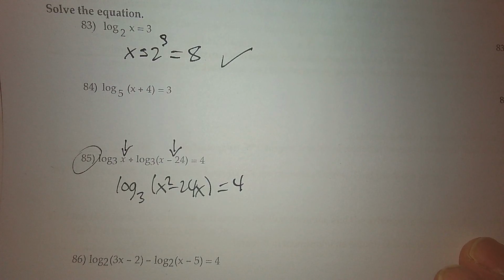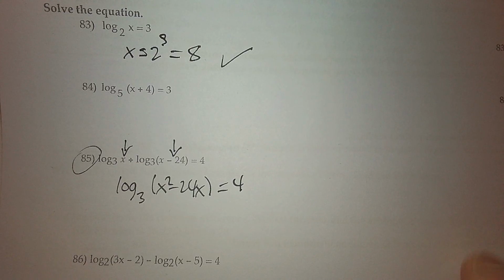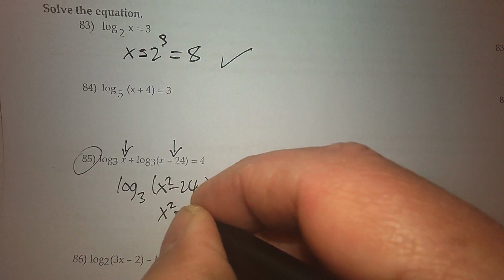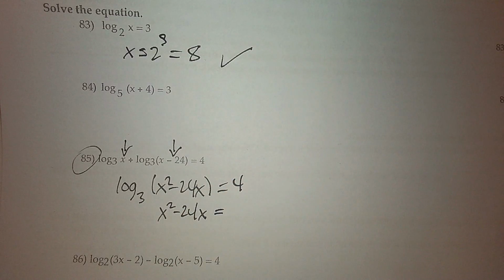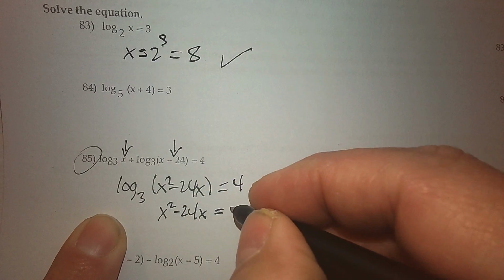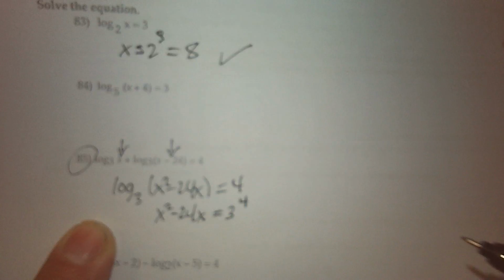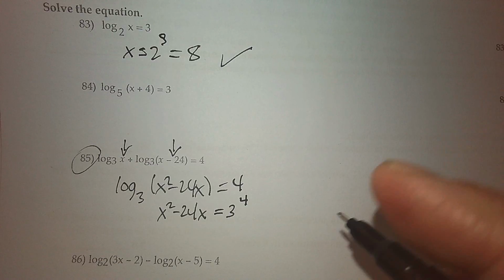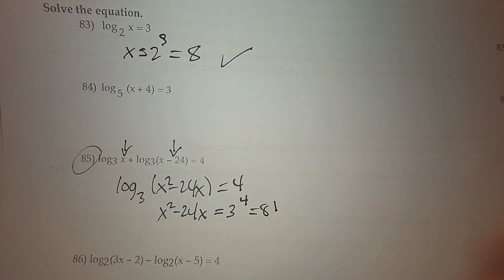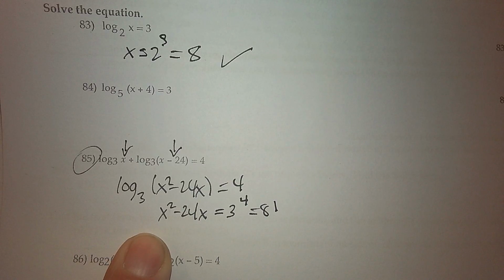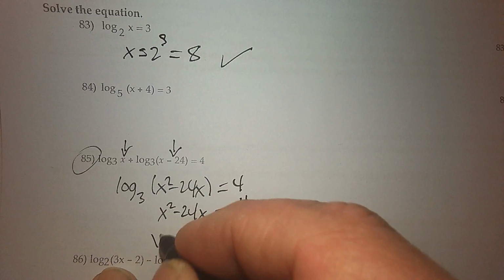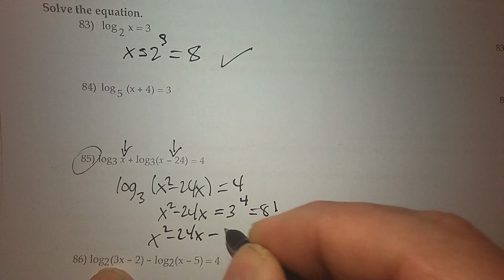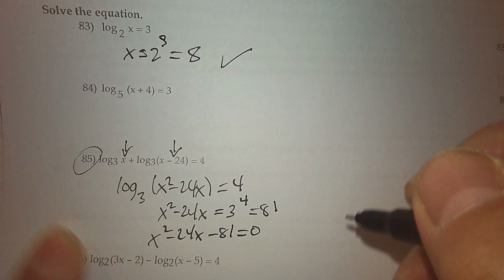Next, I can now write it as an exponential. How do I do that? What's inside the logarithm? X squared minus 24x. What's the base? And what's the exponent? So now I need to know what's 3 to the 4. 3 times 3 times 3 times 3. What type of equation is this now? It's now a quadratic. To solve it, I need to make it equal to 0.